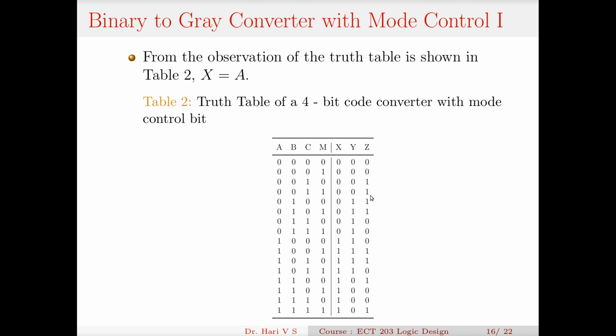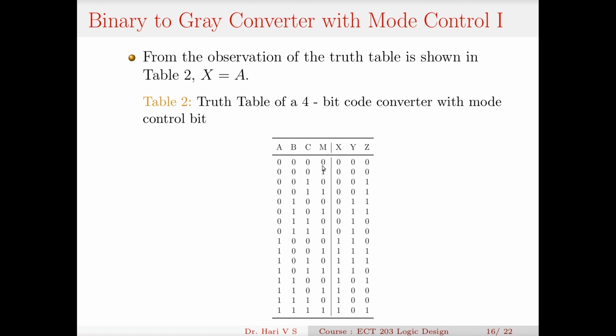Then for 0 1 0, this mode bit is a 0, so it is a 0 1 1. This is doing a binary to gray conversion. If it is a 1, it does a gray to binary conversion. So if you closely follow this truth table, you can see that whenever the mode bit 0 is coming, it is doing a binary to gray conversion, and if the mode is a 1, it is doing a gray to binary conversion. Now what I have is the outputs x, y, z this way. These are my converted outputs, these are my inputs.